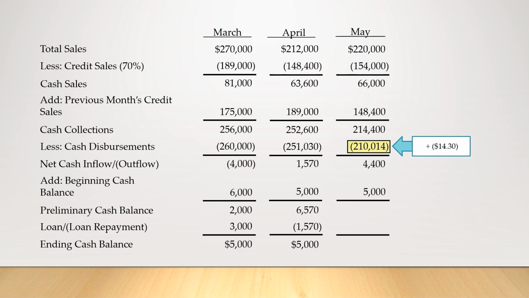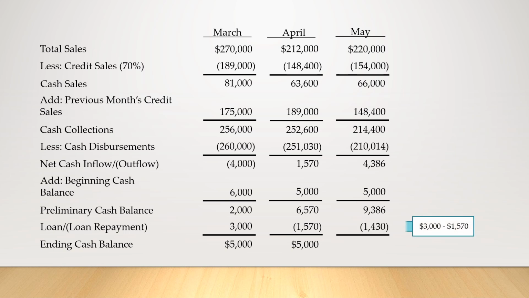The net cash inflow is now $4,386. Combined with the beginning cash balance of $5,000, the preliminary cash balance is $9,386. Carson has enough excess cash to repay the entire remaining loan balance of $1,430. May's ending cash balance will be $7,956.